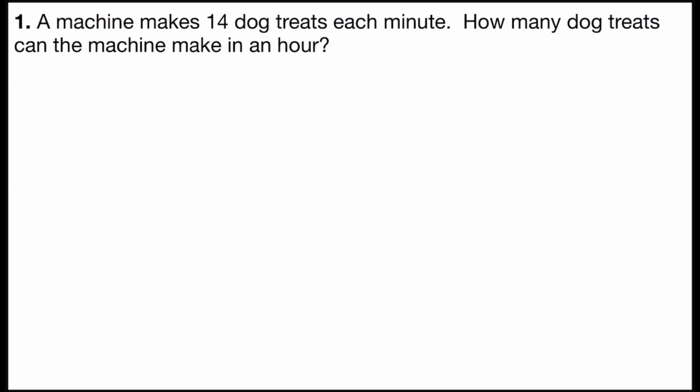Problem number 1 says a machine makes 14 dog treats each minute. How many dog treats can the machine make in an hour? So this problem implies that we're going to use multiplication.